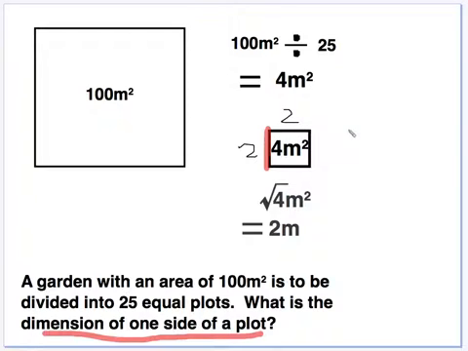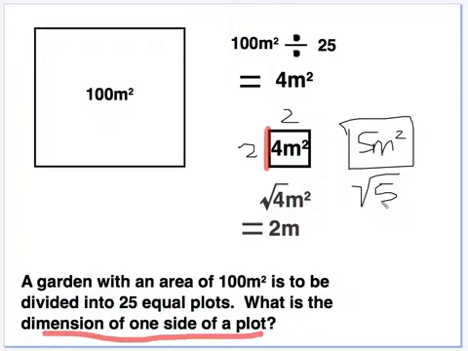Now sometimes this could be decimals. You could divide by a different number and come up with 5 meters squared. The same process applies. To find out the length of one side, all you do is take the square root of 5, and you get a number with a decimal.